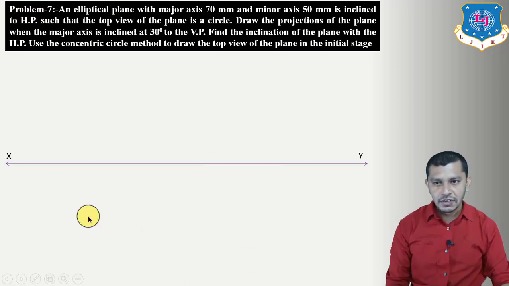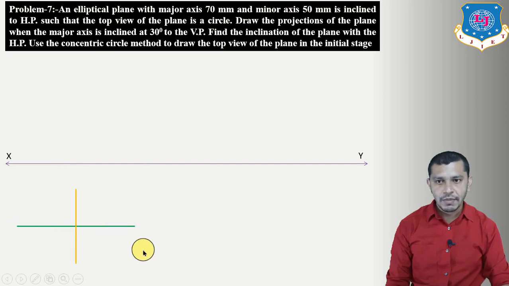So in the first stage, below the XY reference line, we have to draw the ellipse by using the concentric circle method. So first of all draw the major axis. Major axis of the ellipse is 70 mm and the minor axis of the ellipse is 50 mm, and major axis and minor axis are the perpendicular bisector of each other. So this is our AE. So AE will be our major axis and GC will be our minor axis.